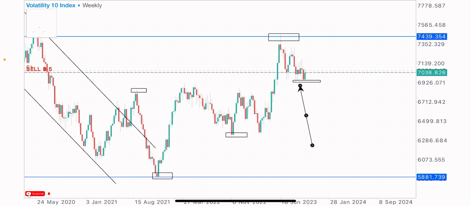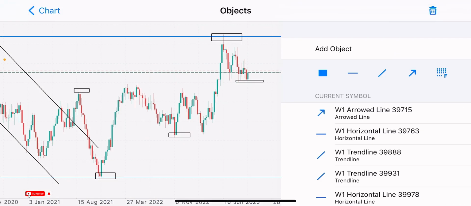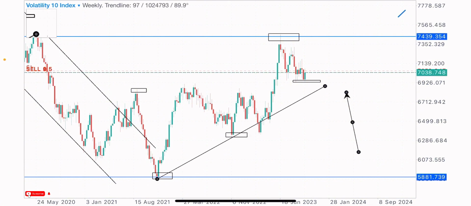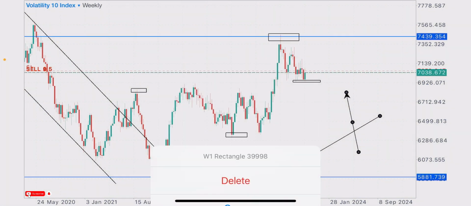So after identifying this market structure, the next thing we do is to spot it with our trend line tool to make it more specific. But let's first delete these things.